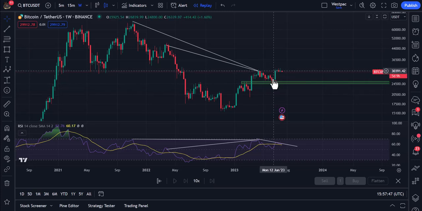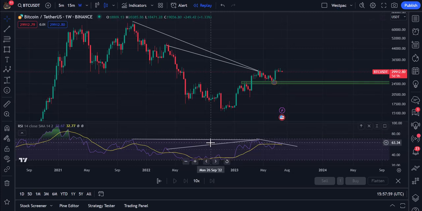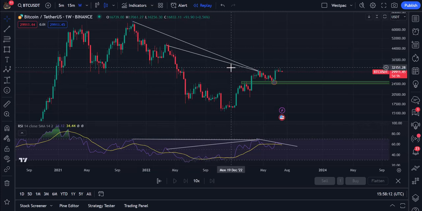All right, so this zone here must hold, otherwise we're looking at, you know, from this 30K, a good 30% drop to get back down to this zone. All right, so RSI is also showing weakness in the trend as well. But let's now look at some other key charts that actually have either a correlation or an inverse correlation with Bitcoin as well, to see what they're saying as well.